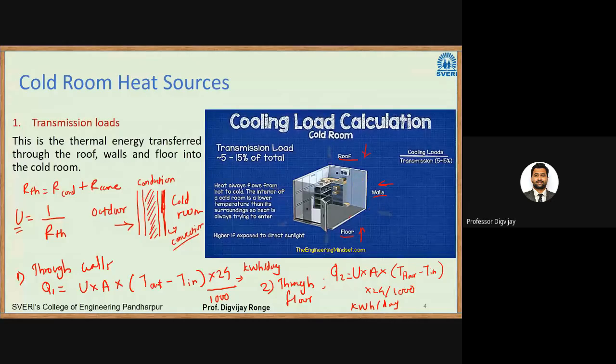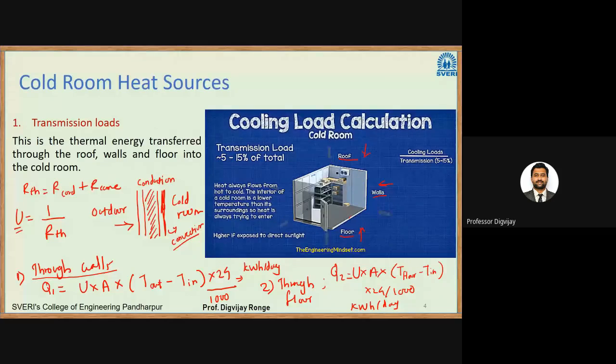So transmission loads, that is heat transferred through walls. First it will be transferred through conduction and then convection. In that case, first we can calculate through walls. This will be the formula: UA into T outdoor minus T indoor, into 24 by 1000, that is just unit conversion. We are getting the values in terms of kilowatt hour per day.